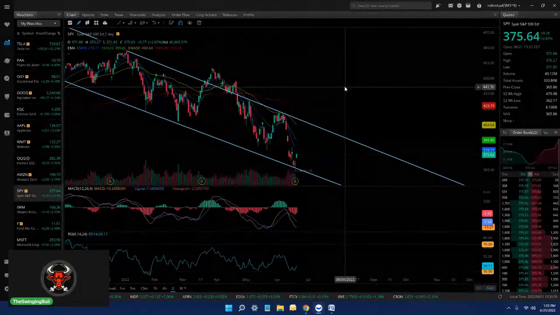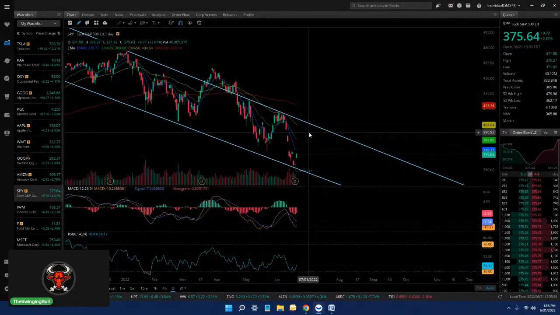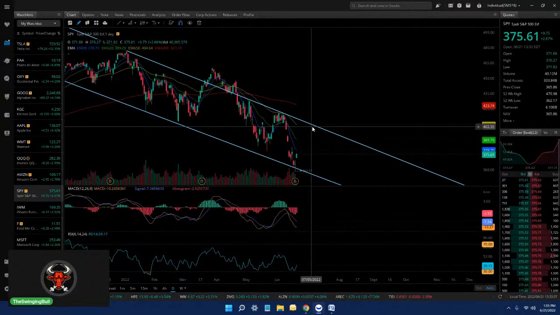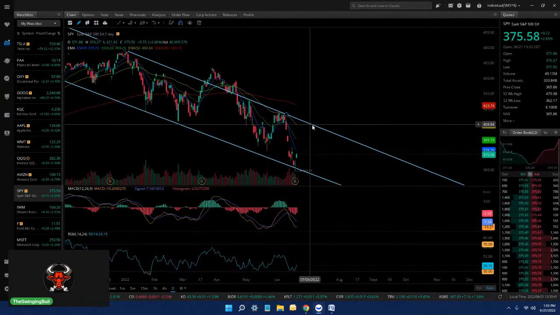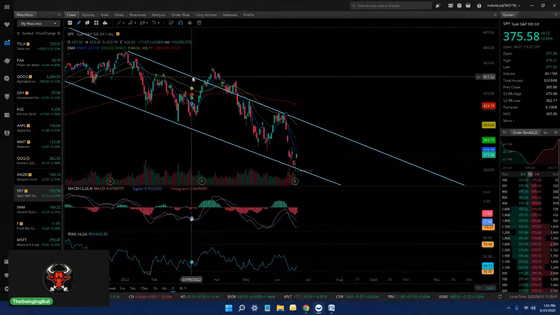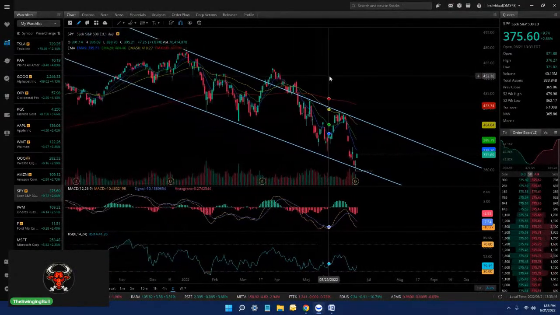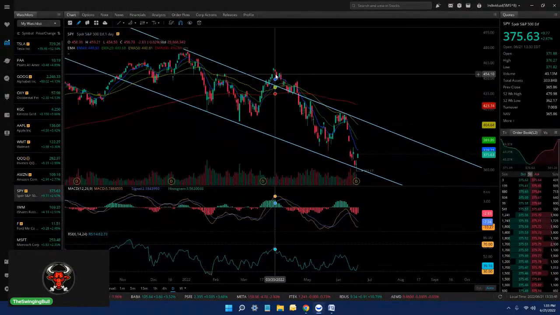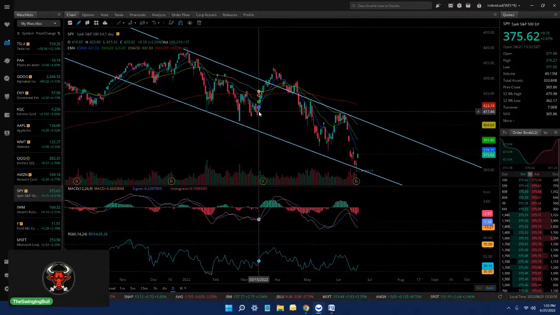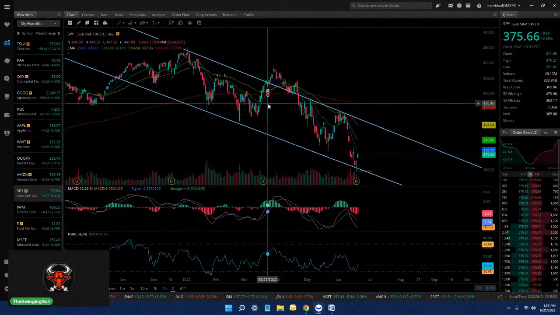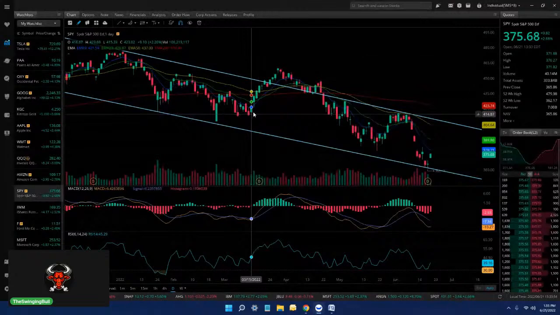Okay, so ideally for the market to rebound, we need to see the price action of SPY go above this downward trend line here, which is the top line of this channel. And as you can see, we actually already did it once. All right, we did it in March, and we had this very nice run in March.